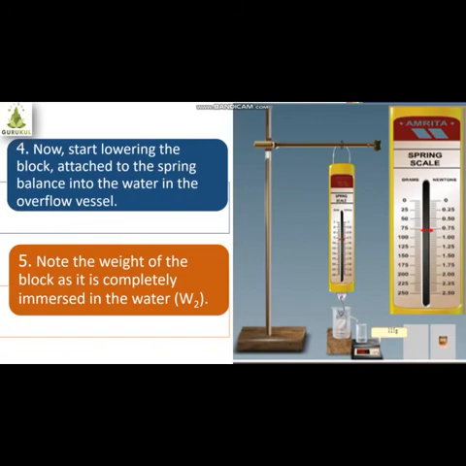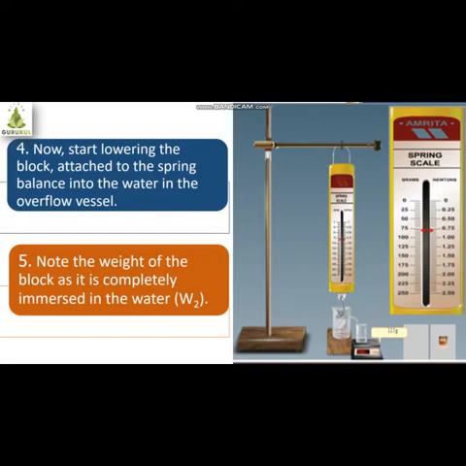Now start lowering the block attached to the spring balance into the water in the overflow vessel. The iron block is attached to the spring balance, and we have already measured its weight in air. Now I will lower the iron block into the water in the overflow vessel. Once it is immersed, some water will be displaced, and this displaced water will be collected through the outlet in the beaker kept under the outlet.